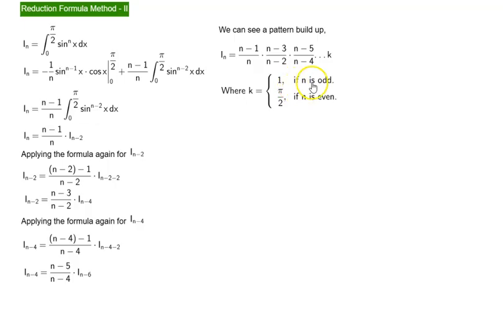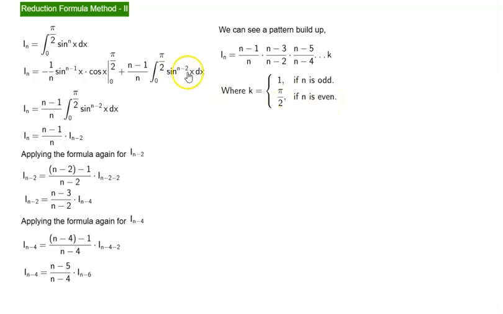As we have seen previously, if n is odd, that means sine to the power of n minus 2 would be 1 at some point, which is sine x. And the integral of that sine x is minus cos x. Minus cos pi by 2 is 0 and minus cos 0 is 1. So minus minus 1. So 1. Similarly, k will be equal to pi by 2 if n is even.